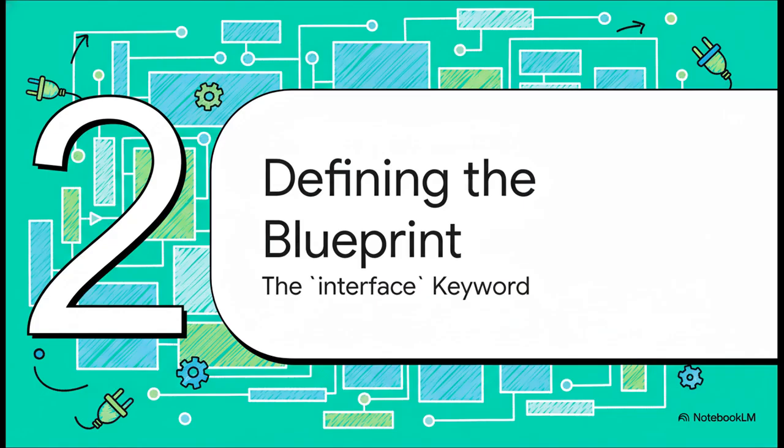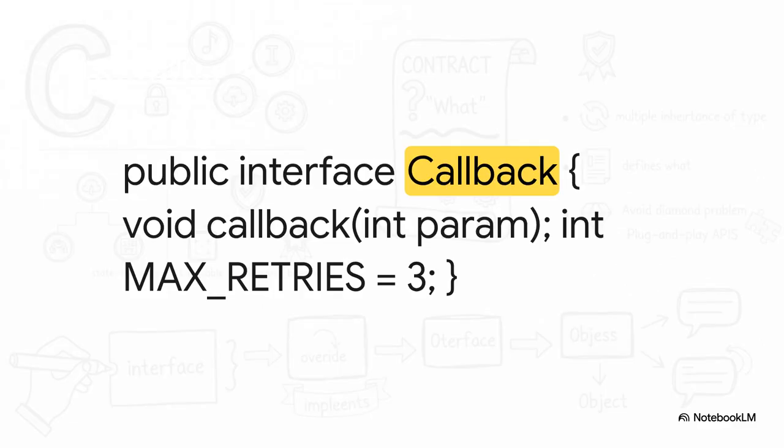It all starts with a simple keyword, interface. This is how we define the blueprint, the official list of requirements for any class that wants to take on a specific role. And you know what? The blueprint itself can be incredibly simple. Just look at this callback interface. It's only making two declarations. First, a method signature for callback. Notice there's no code inside. No curly braces, nothing. It's purely a promise about what the method will look like. And second, it defines a constant, max retries.